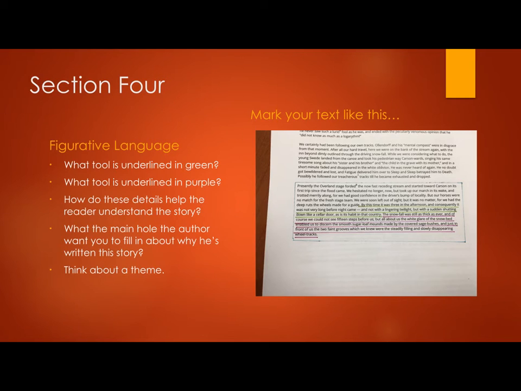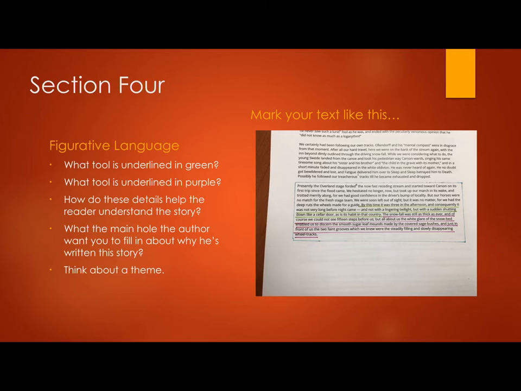So the questions that you want to look at are, what tool is underlined in green? So let's look at that. By this time it was 3 p.m, and consequently it was not very long before night came, and not with a lingering twilight, but with a sudden shutting down like a cellar door, as it is the habit in that country. So in this case he uses the simile to describe what it's like when the sun sets up in the mountains. He says that light goes away like the sudden shutting like a cellar door. So he's comparing the sun going down to what happens to light when a cellar door is closed.